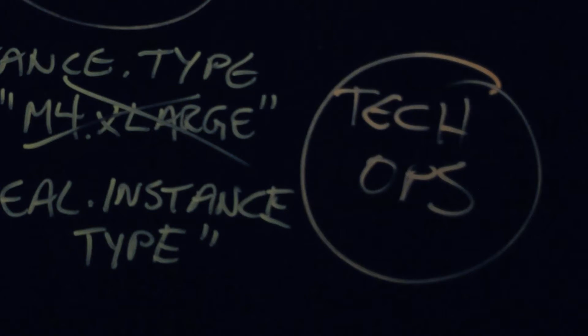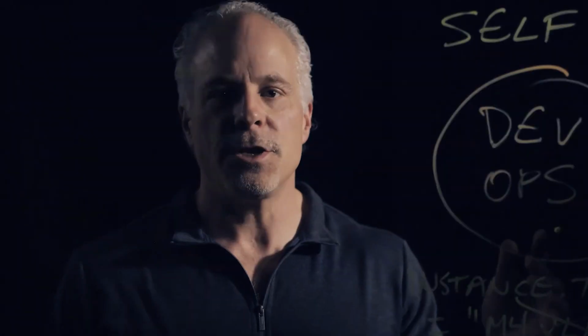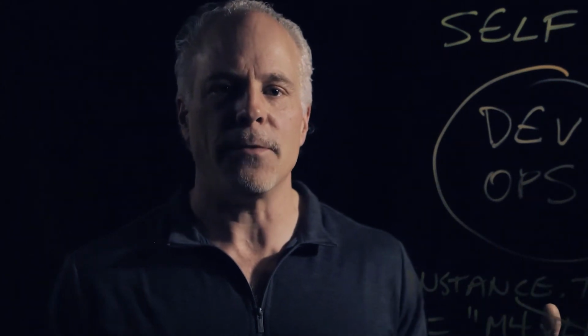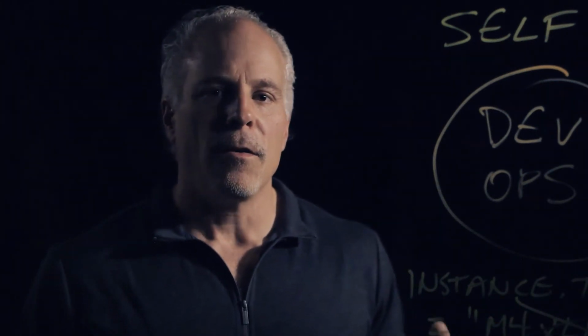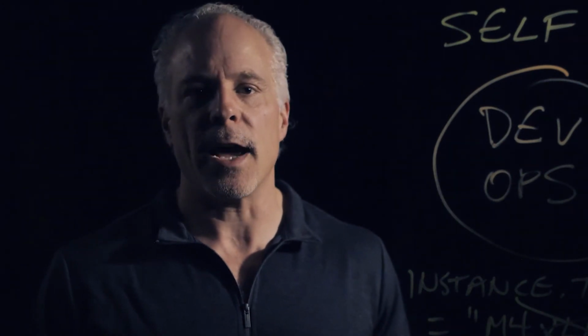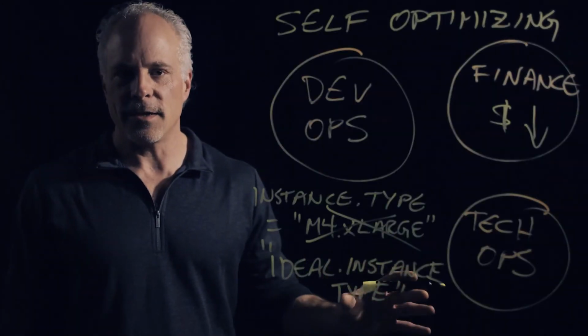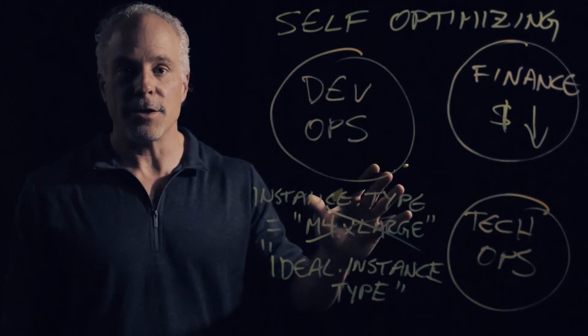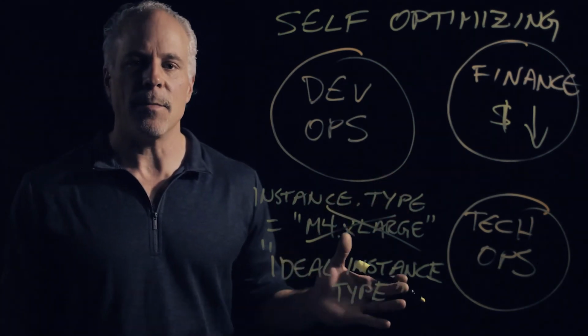And finally, Tech Ops no longer has to be the man in the middle. They don't have to negotiate with DevOps. They don't have to negotiate with the business owners to determine what's the optimal instance size and try to take away resources which they will never give back. They can adopt machine learning systems that the developers can leverage so that the applications will optimize themselves.